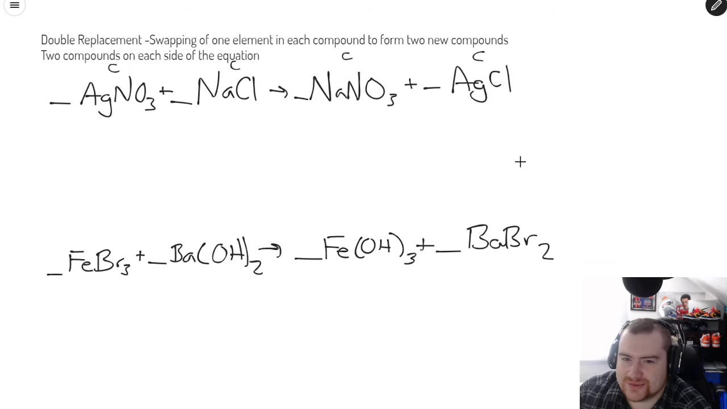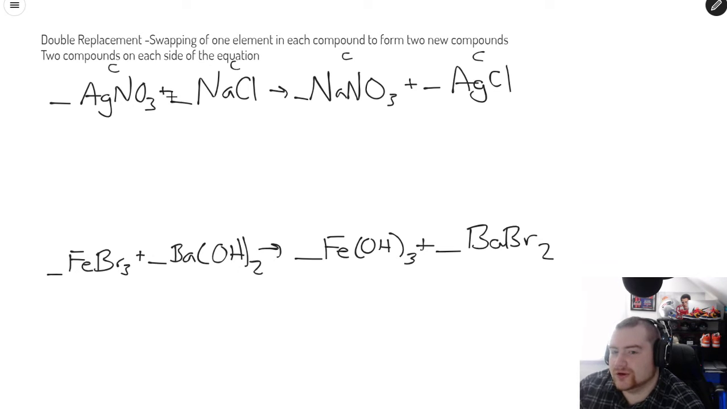Alright, welcome back. Today we're going to be talking about double replacement reactions. In a double replacement reaction, we are going to be swapping one element in each compound to a different compound. So we're forming two new compounds in this reaction. What do we look for to identify a double replacement reaction?